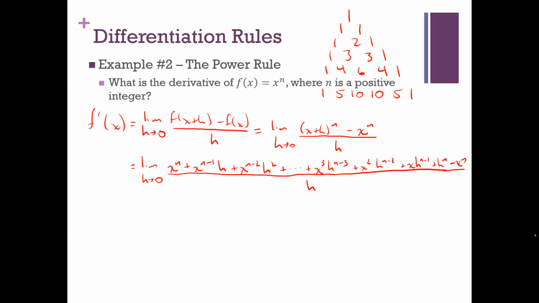This might be kind of stupid, but why are we not allowed to just distribute the n to the x plus h? Short answer is order of operations. Let's say I had 2 plus 3 to the third. Basically what you're saying is that's equal to 2 to the third plus 3 to the third. I don't think that's right.